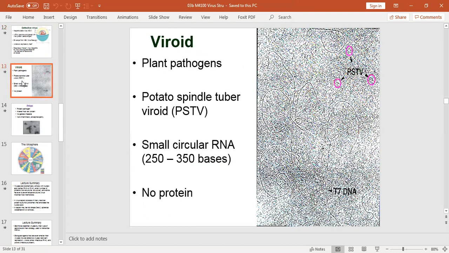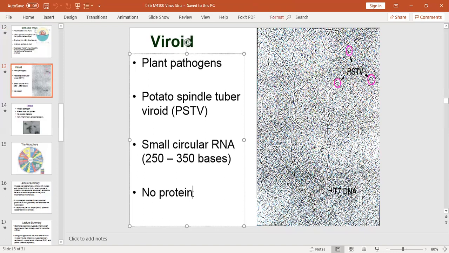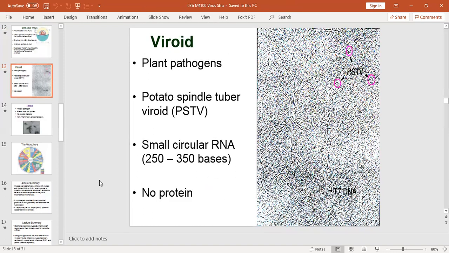Slide number 13 talks about viroid. Viroids are plant pathogens. These are pathogens, small circular RNA molecules that are usually 250 to 350 base pair long. And as I mentioned, they are not DNA and they are not proteins. These can cause infections in plants. And an example of that would be potato spindle tuber viroid, or PSTV.